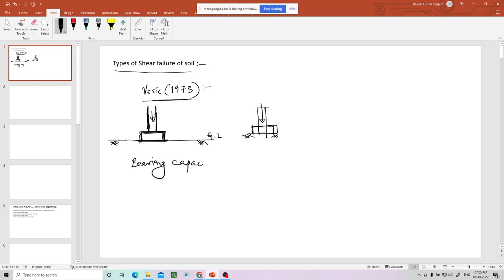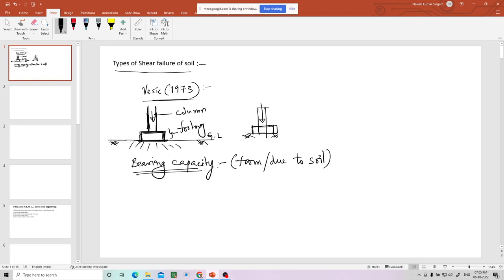Now there is a footing, and this is the column. The load coming from the column is transferred to the soil through the footing. Since it is just kept on the surface of the ground, this is called a surface footing.